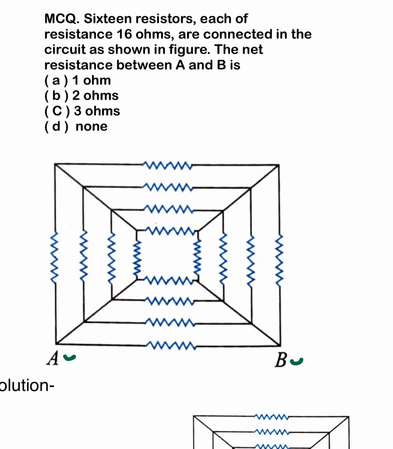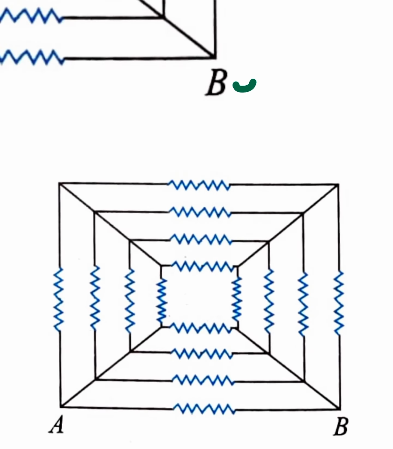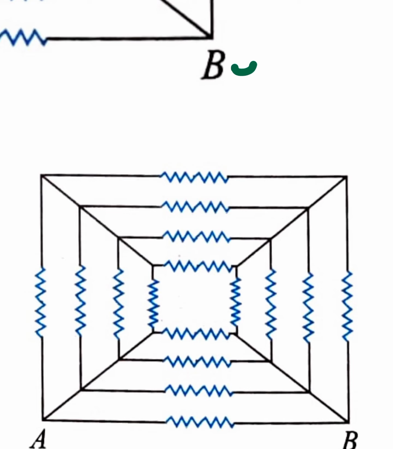So how can we determine? First of all, if you see very carefully, if this one is X, this is also X, this is also X, this is also X. Why? Because there is no resistance between these two, they are at the same potential. So if this is Y, this is also Y, this is also Y, and this is also Y. Clear or not? It means that the resistances are parallel.